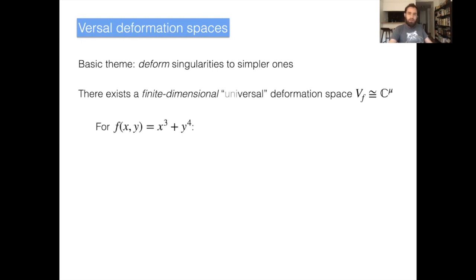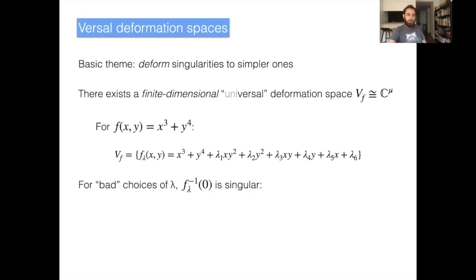Just to explain that these really are quite concrete, for this example, x cubed plus y to the fourth, the versal deformation space has a nice structure to it. It's the set of all lower order perturbations of x cubed plus y to the fourth. So if you parse the string here, you see that we're just adding on terms where x has degree at most 1 and y has degree at most 2. And this follows a general pattern for how to construct the universal lower order perturbations, which you can look up in a text in singularity theory.